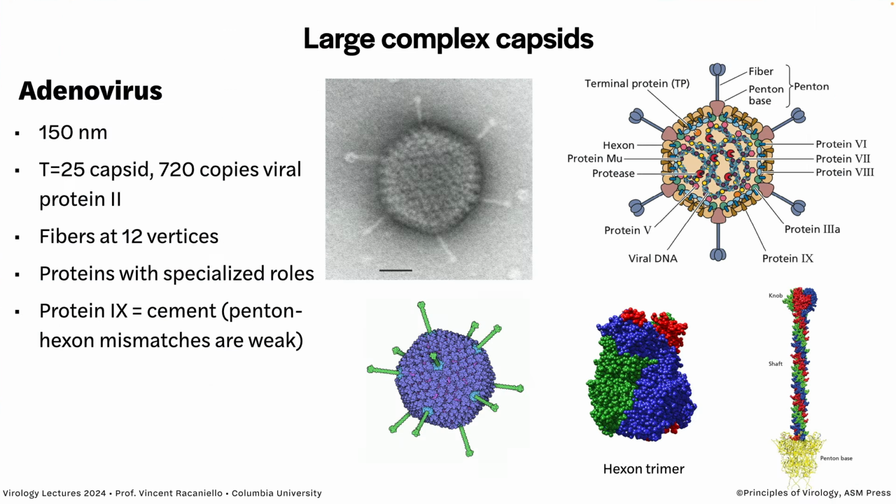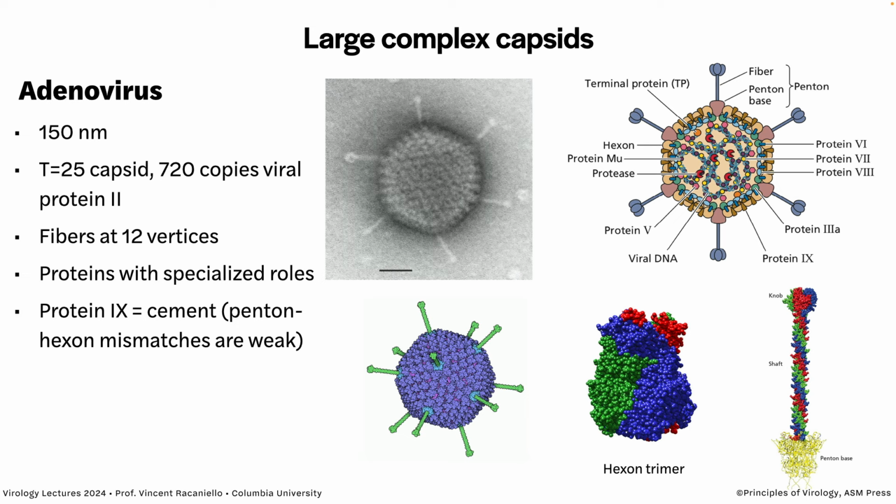All those are correct. Now you can make big capsids, as we said, by adding more subunits, but then you end up adding other proteins that are not particularly symmetrical to have other functions. So here, adenovirus is a big capsid, 150 nanometers. Its T equals 25, and it has proteins with specialized roles.